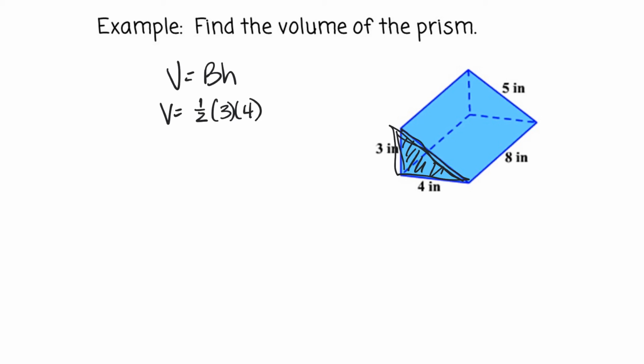The height of my prism is then 8. So half of 3 times 4, that's 12. So half of 12 is 6. And 6 times 8 is 48 cubic inches.